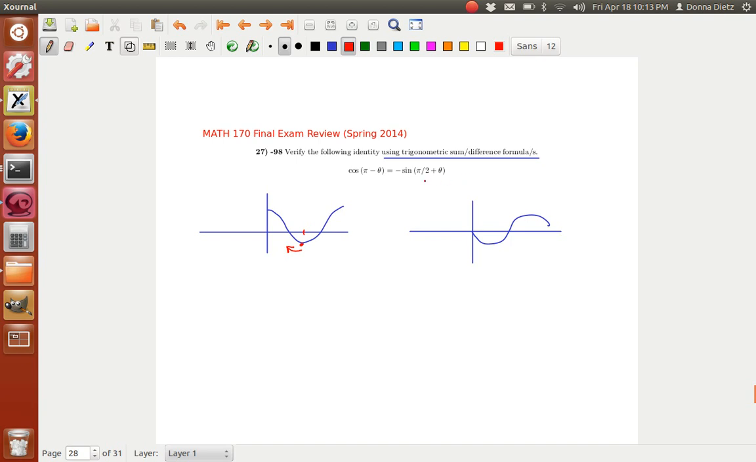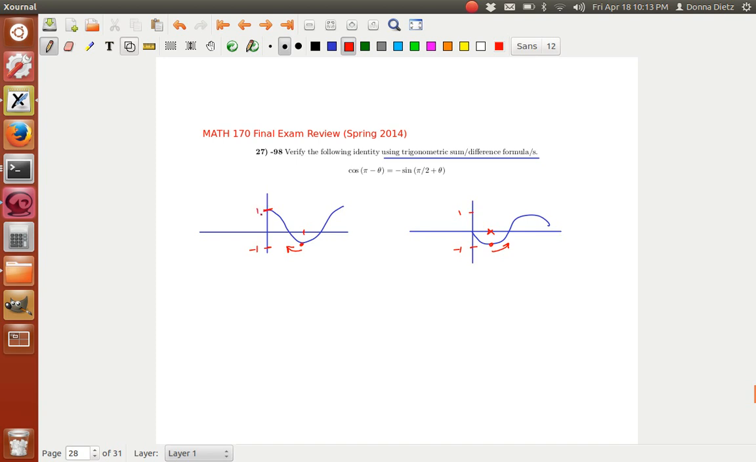What about this second one over here? Theta plus pi over 2, where's pi over 2? There's pi over 2. But you're moving in a positive direction, so you're doing this kind of thing. You're starting at -1 and you're moving up towards 1. That's exactly what you're doing in the cosine situation. You're starting at -1 and you're moving up towards 1.